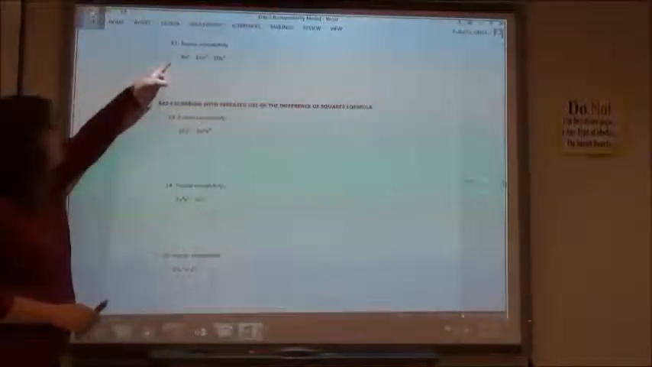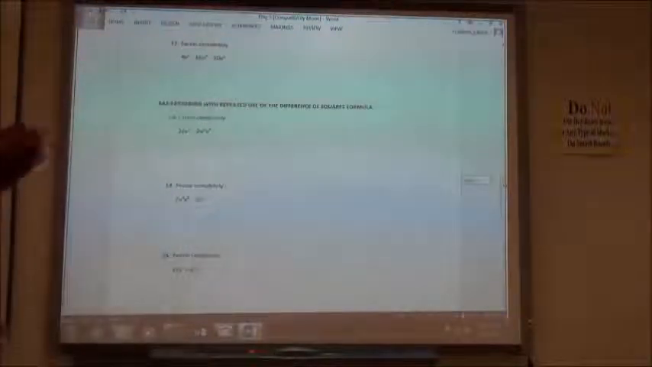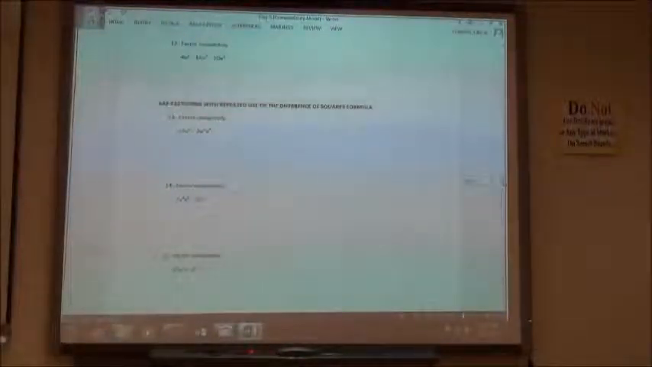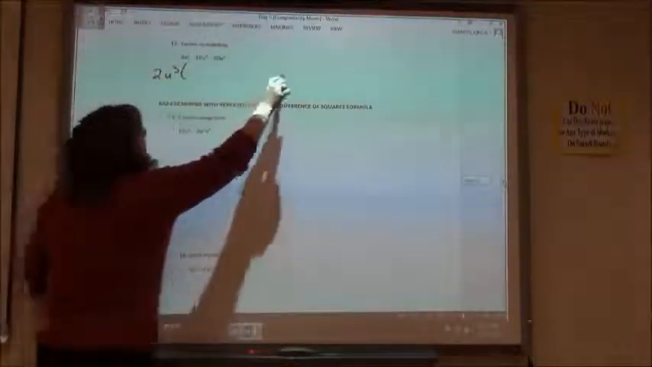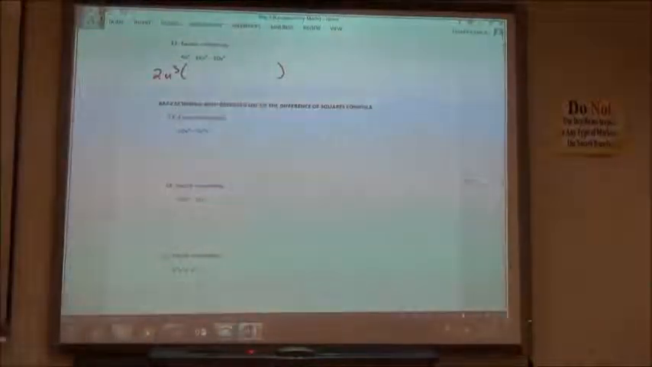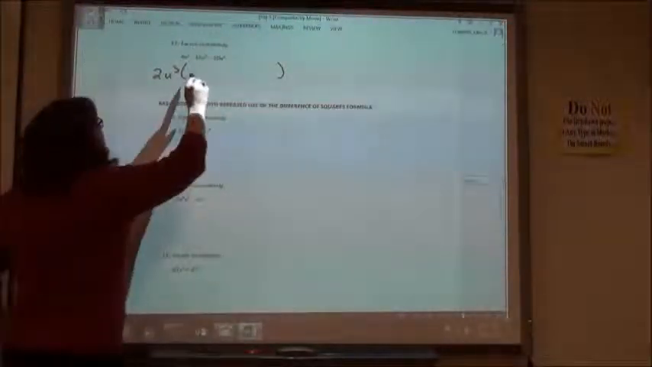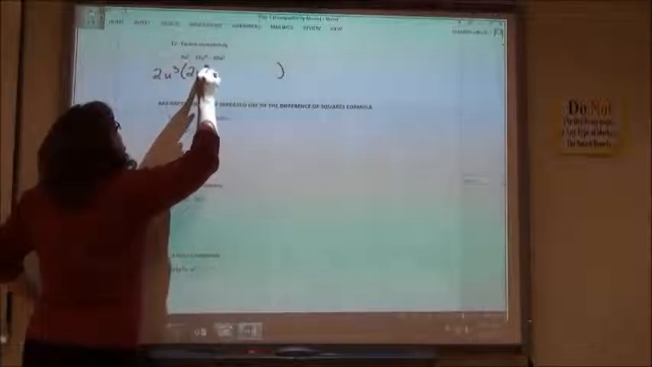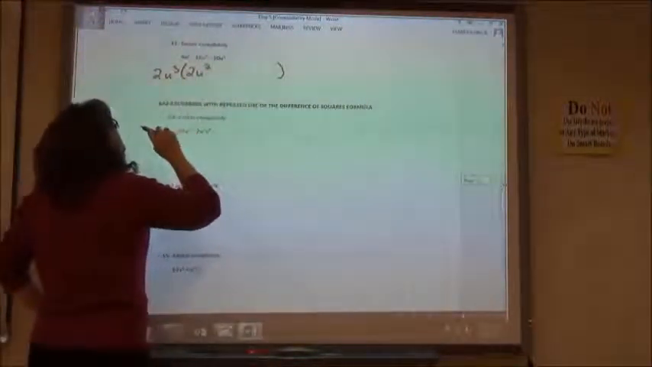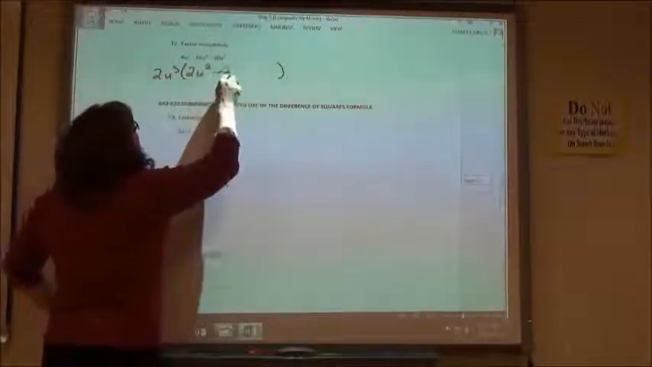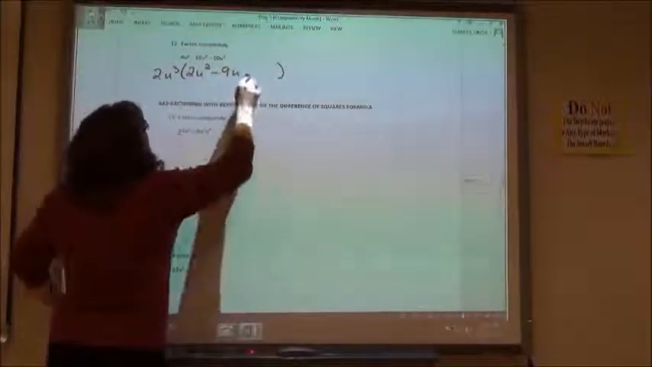So make sure you start on the right track. What did you come up with for your greatest common factor that you took out and put in front? 2u cubed. Yep. And when you divided by 2u cubed, you got 2u squared minus 9u minus 5.